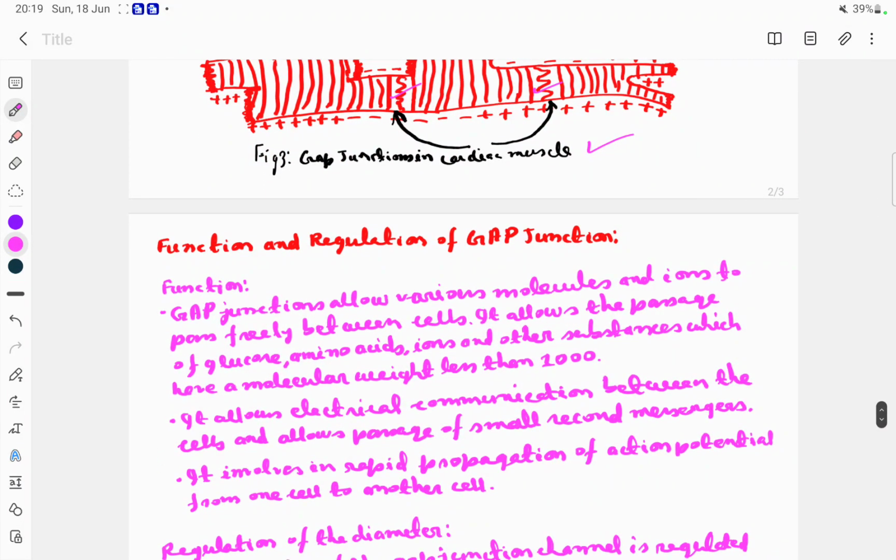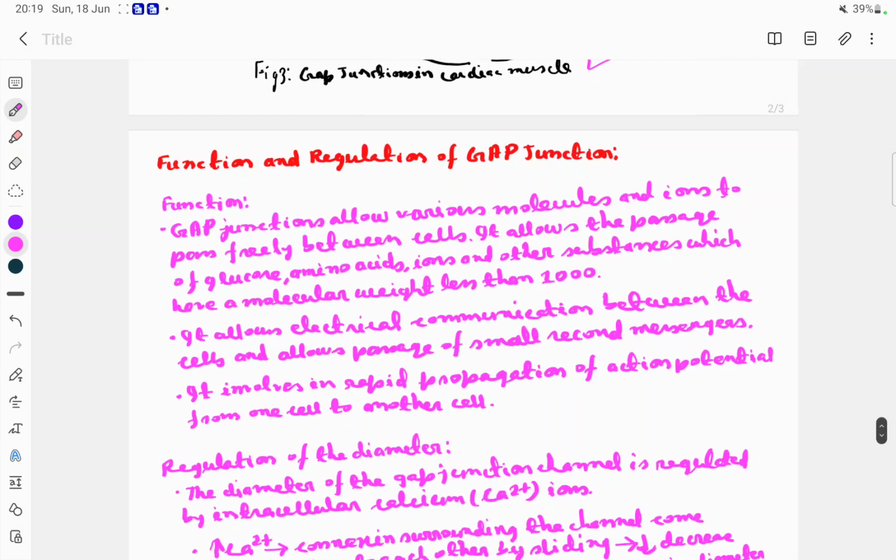Function and regulation of gap junction. So, gap junctions allow various molecules and ions to pass freely between cells. It allows the passage of glucose, amino acids and ions and other substances which have a molecular weight less than 1000. It also allows electrical communication between the cells and allows passage of small second messengers. It is involved in rapid propagation of action potential from one cell to another cell.